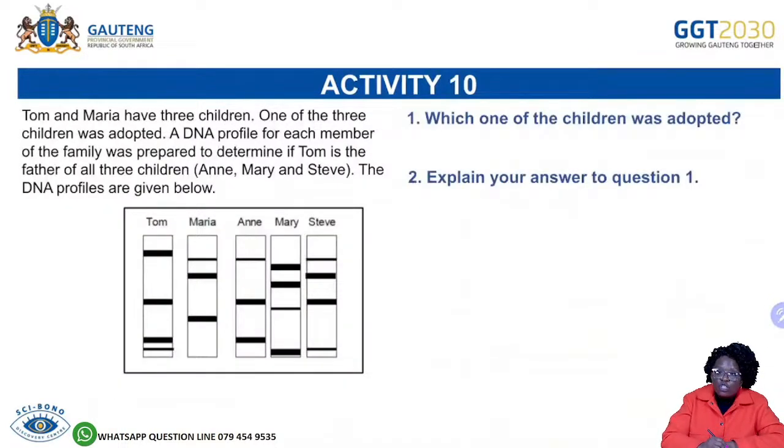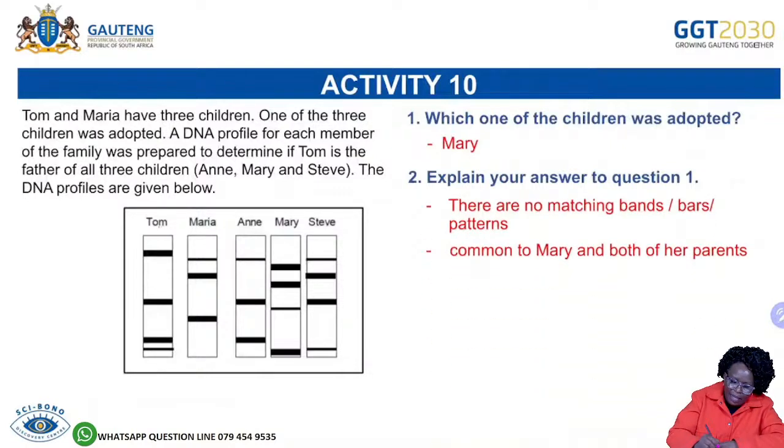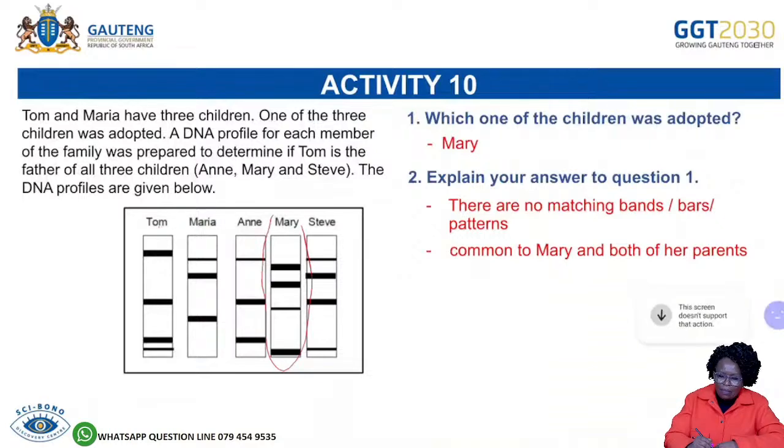And this activity is talking about one adopted child. So which of the children is adopted? You see, Tom, it's the father, Maria and Mary. Which one is adopted? And the adopted one is definitely Mary. Explain your answer. And the explanation is there are no matching bands. You can see if you look at Mary, she does not match with Tom and Maria.